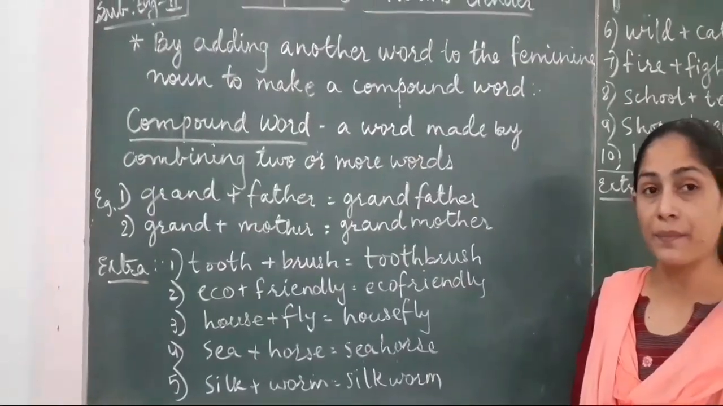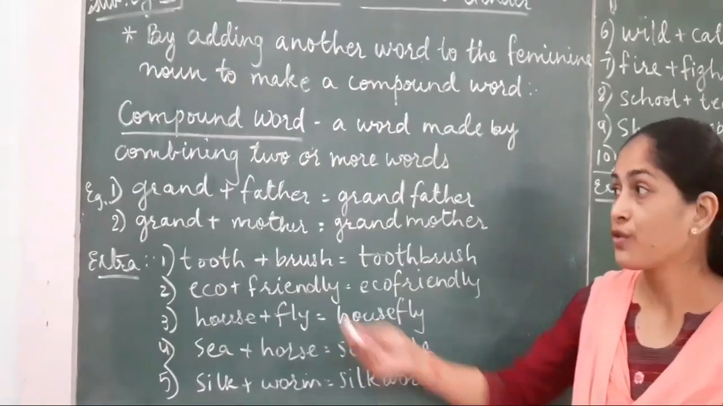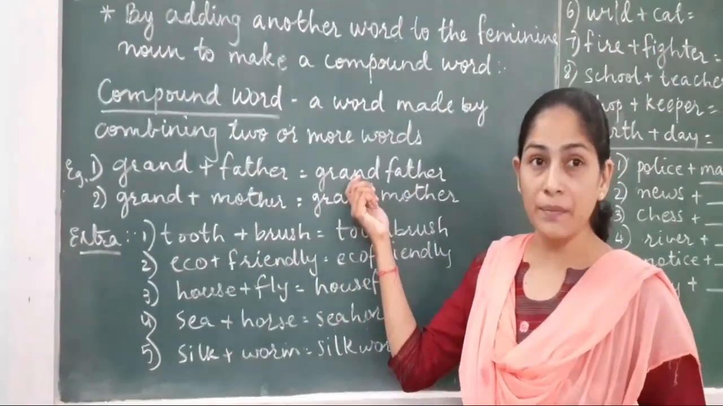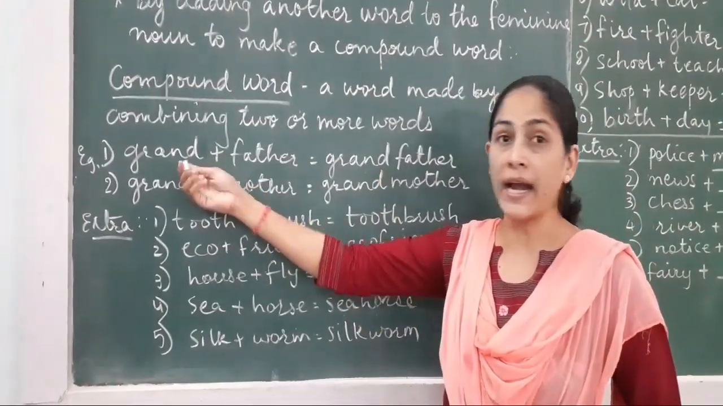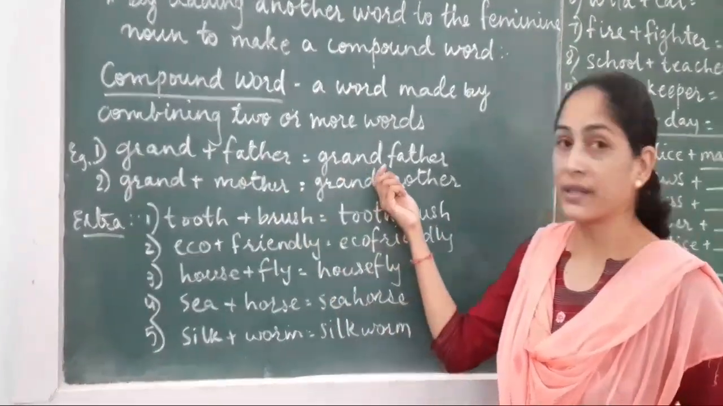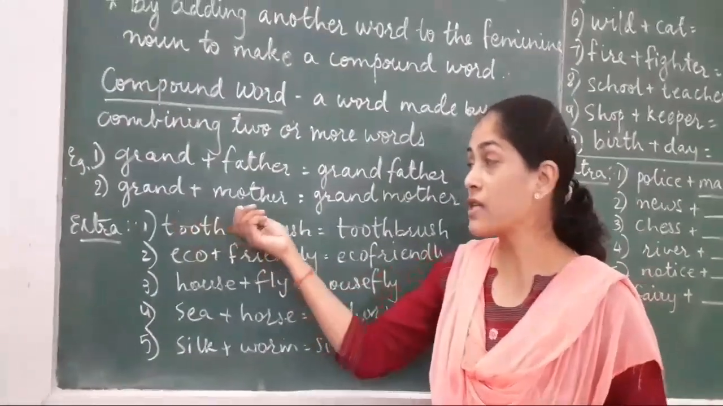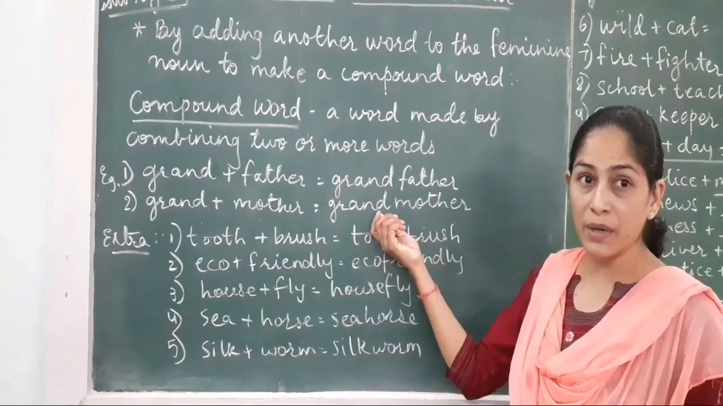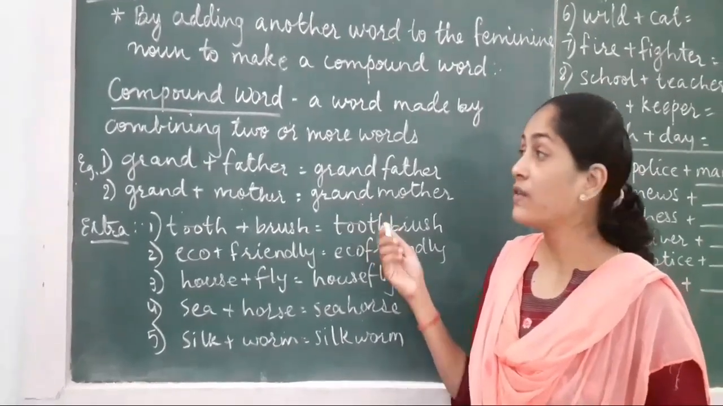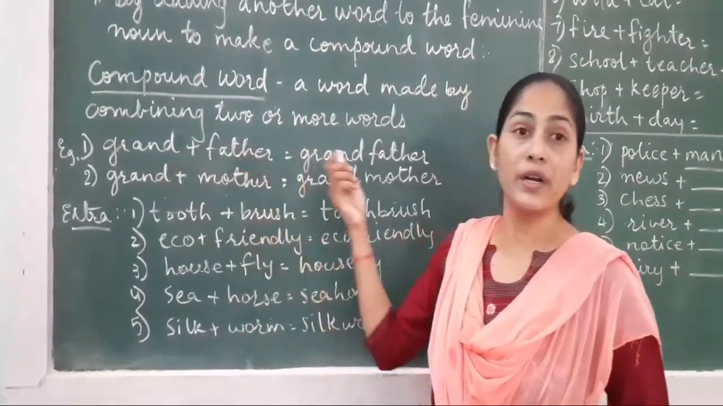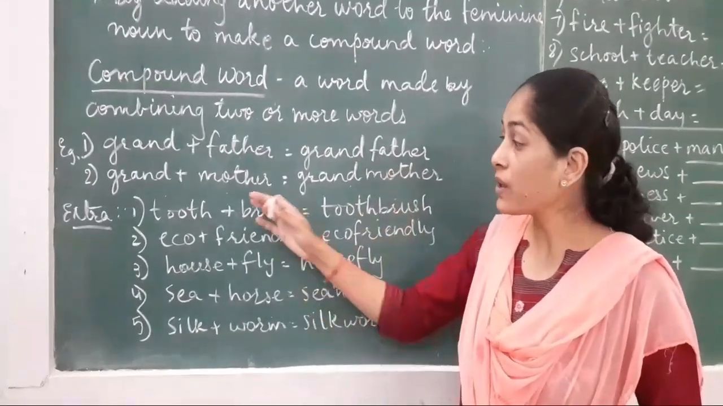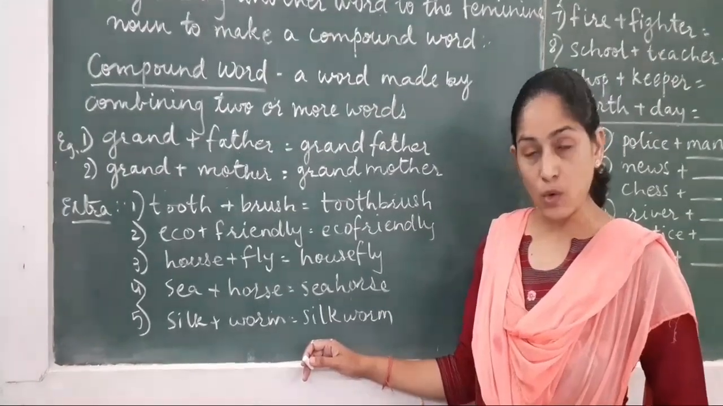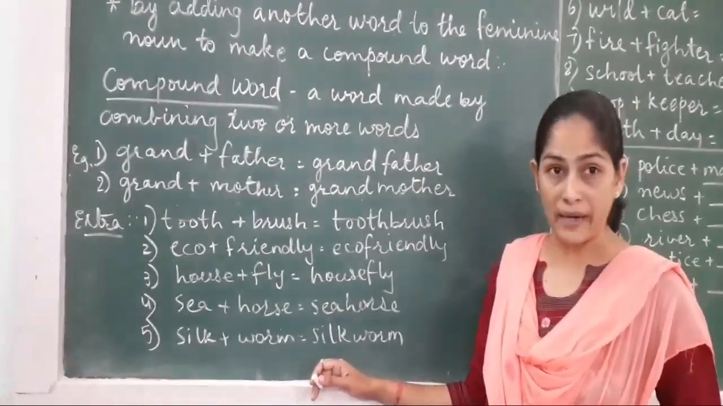Let us take an example which is given in our textbook. First one, grandfather. How did the word grandfather come? It came by adding grand plus father, that is grandfather. Same way, grand plus mother, that makes grandmother. So, grandfather and grandmother are compound words which are made by adding two different words. Now here I have written some of the compound words which are not given in your textbook. These are some extra to give you practice.